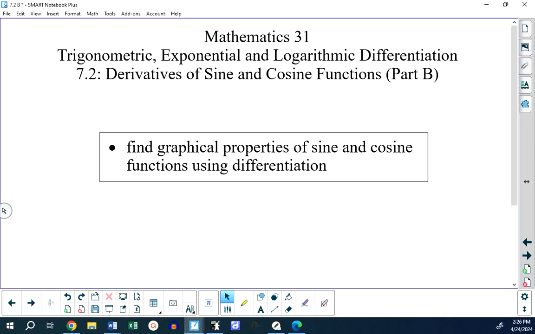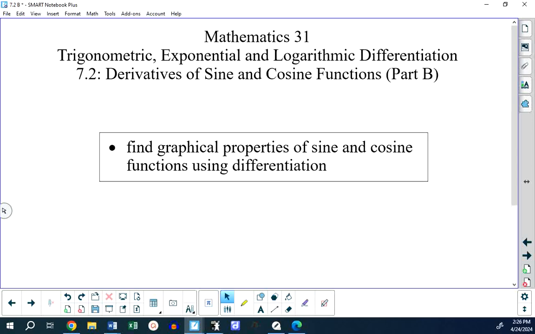The difference is today we're going to be continuing to look at derivatives of sine and cosine functions in terms of graphs. We're not going to delve too deep into the graphical properties of these functions because it will just take too long, and you'll get my drift in a few minutes. We're also going to be looking at implicit differentiation.